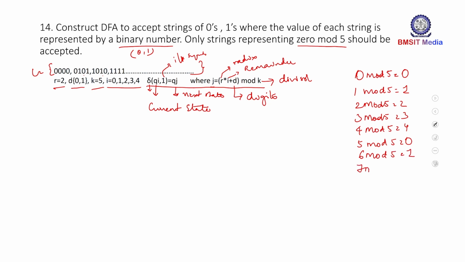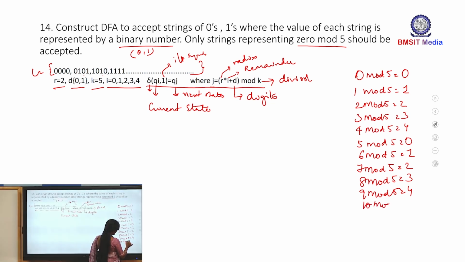We have 7 mod 5, the remainder is 2. 8 mod 5, the remainder is 3. 9 mod 5, the remainder is 4. And then we have 10 mod 5, the remainder is 0. Now you can see that the basic remainders generated are 0, 1, 2, 3, 4.